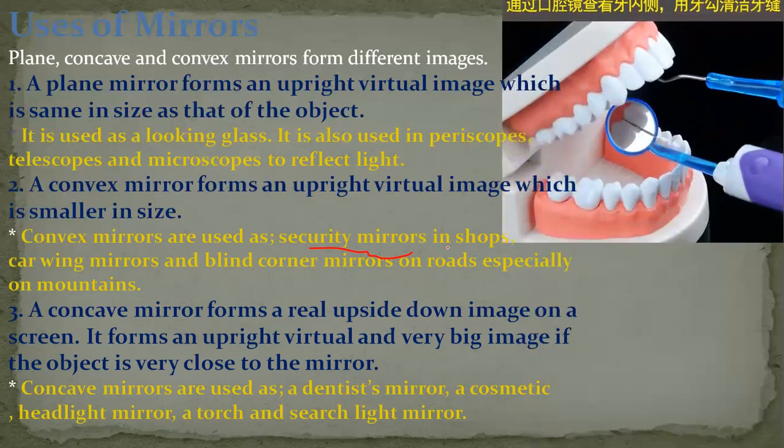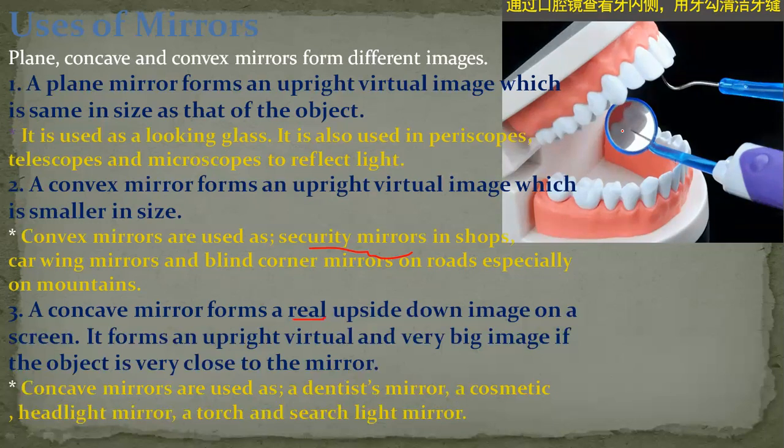Concave mirrors form a real image, an upside down image also. Look, you can see here, that is used by the dentist. Dentist mirror, you can see upside down. This is upside down, opposite direction. You can see that teeth, as well as the real image they form, because they are formed at the same side where the object is placed. And then it forms an upright virtual image and a very big image if the object is very close to the mirror.